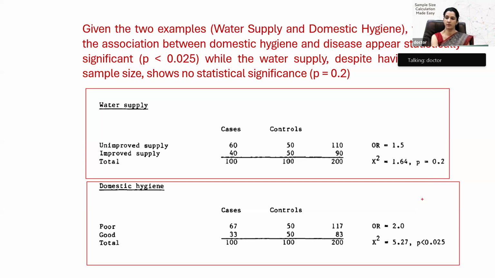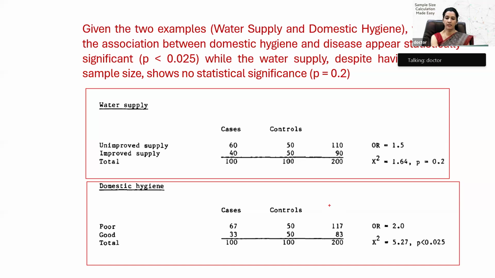Please write in the chat box. Why is there a difference in the p-value, even when our sample size is the same, 200 here and 200 here also? Why is this? So the question is, why does the association between domestic hygiene and disease appear statistically significant, while water supply, despite having the same sample size, shows no statistical significance?